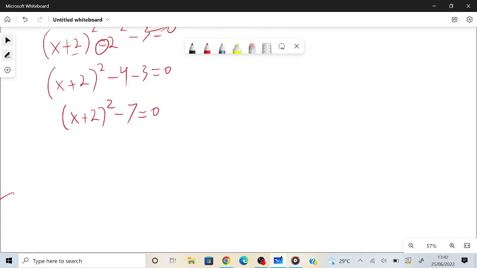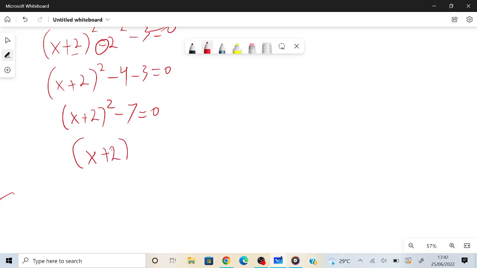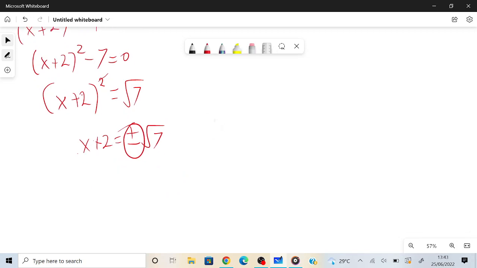Now, as you can see, if you want to solve this, what you would do next is take the 7 to the other side, so it would become positive 7. And if you want to get rid of the square, you would square root this side. We don't need the bracket now, so let's get rid of the bracket. x plus 2 equals plus minus root 7. Never forget that there's always a plus minus in front of any root of any number.